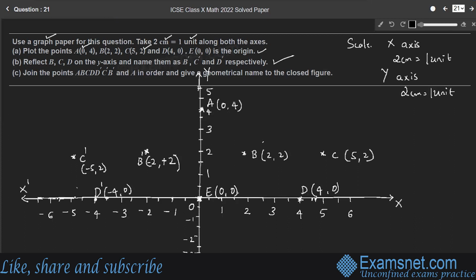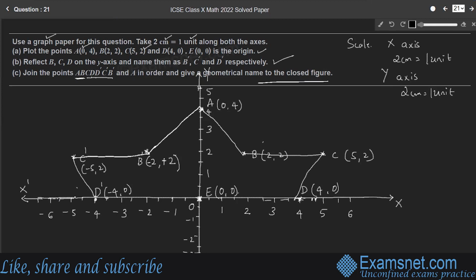Now join all these points, in the order of A, B, C, D. So we'll start from A, B, C, D. Next is D dash, C dash, B dash. So D and D dash are already joined, right? So D dash, C dash, then B dash, and B dash and A, join all these points, right? So after joining, we have got a closed figure.